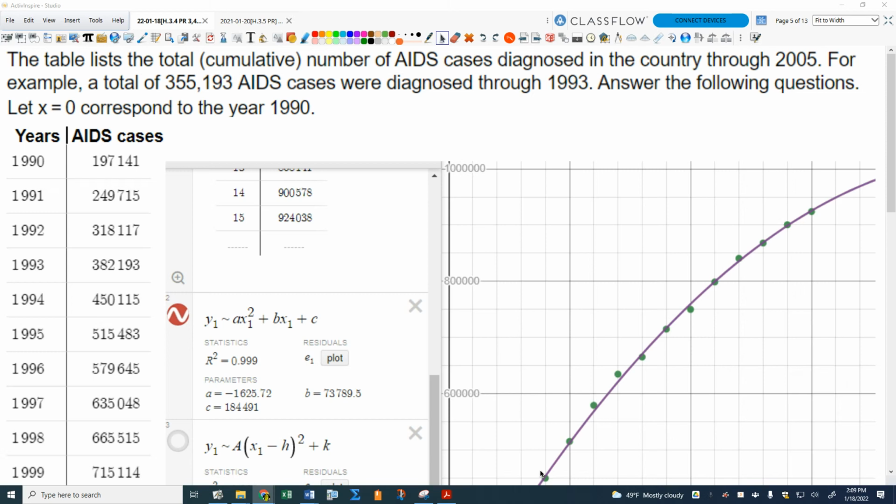All right, so here's where we left off. We were talking about quadratic regression stuff, and I think we had covered that.